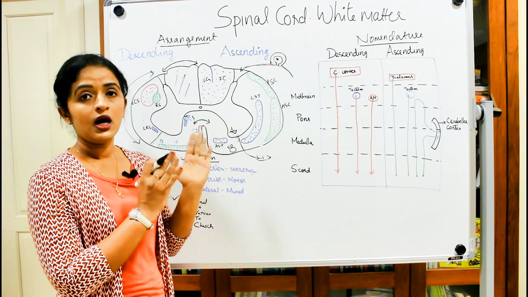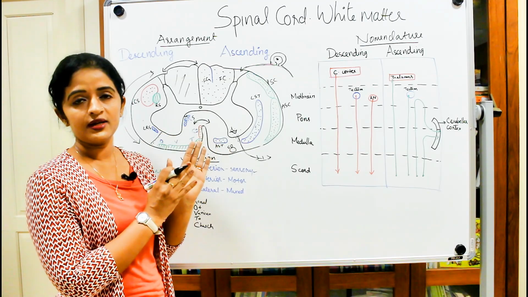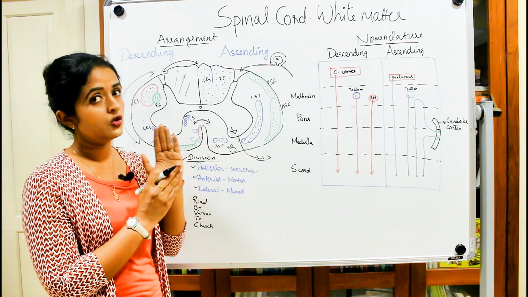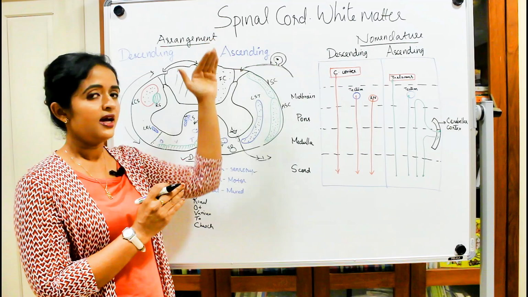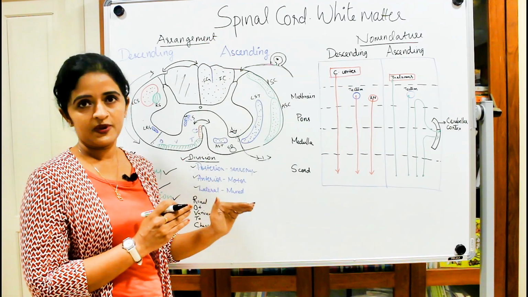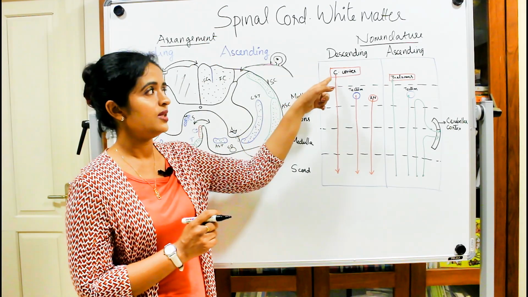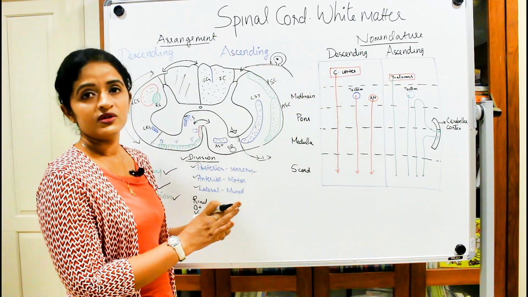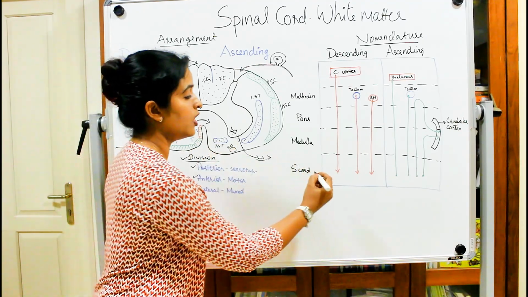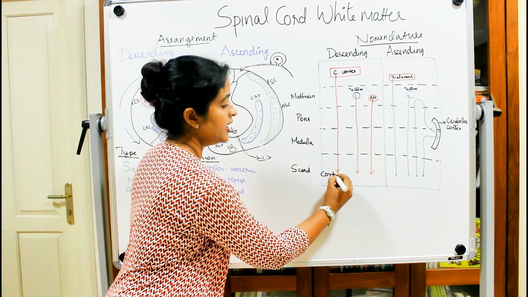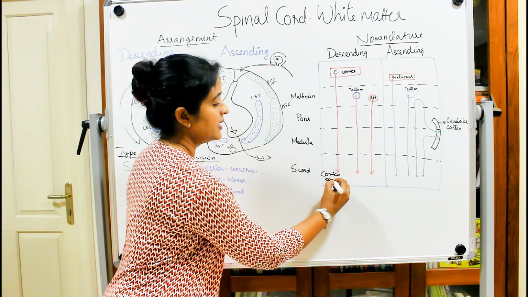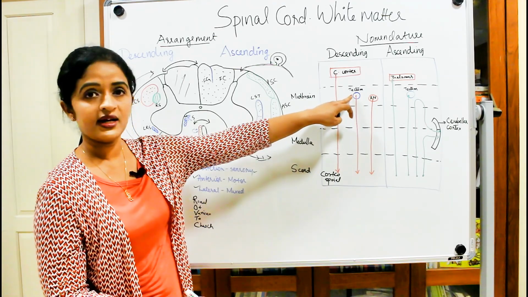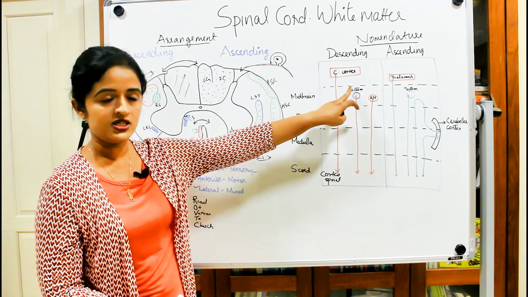So let's see how you are going to name the tracts according to its origin and termination. Descending tracts means the origin will be from higher up centers and it will be terminating in the spinal cord. So if it is arising from the cerebral cortex and if it is ending in the spinal cord, the first half will be the point of origin. What do you call that then? It is known as corticospinal.